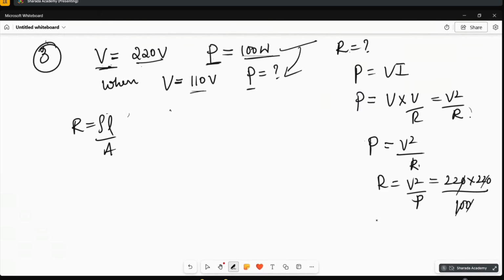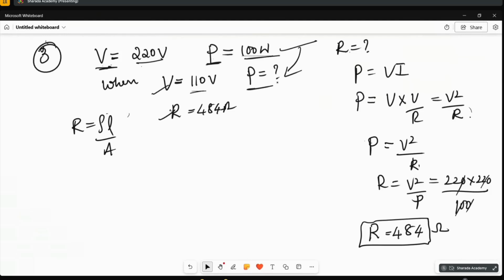22 into 22, R, you will get it as 484 ohms. So the resistance of that bulb will not change. Always it will be the same, because you are not changing any wire or anything in that. Now, for the same resistance, R is 484 ohms. Now, can you find the power? Because you know V and R, I can find power.